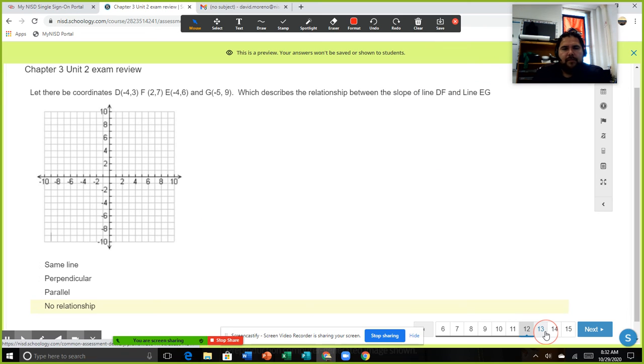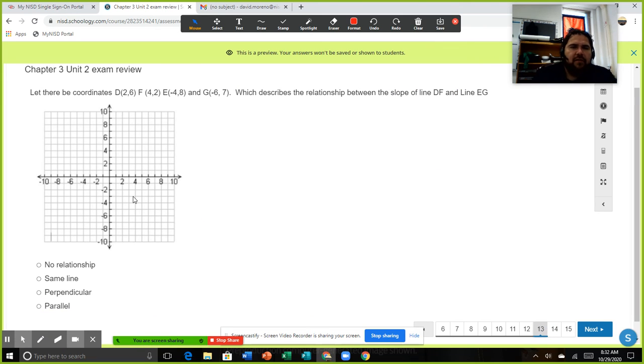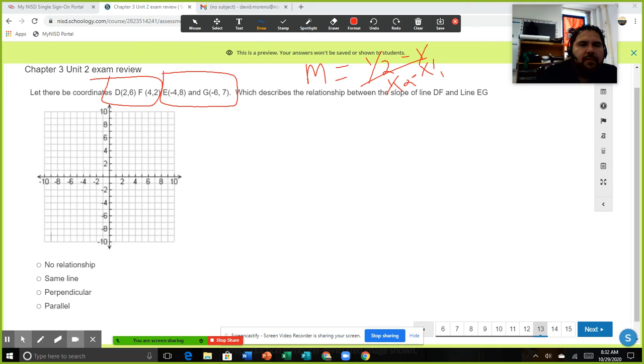Next one. Same exact setup, except now we got to use the slope formula, right? M equals y2 minus y1 over x2 minus x1. Again, pretty much the same question, just new coordinates. Here's one set of points. Here's two set of points. It's describing the relationship based on those two lines, DF.